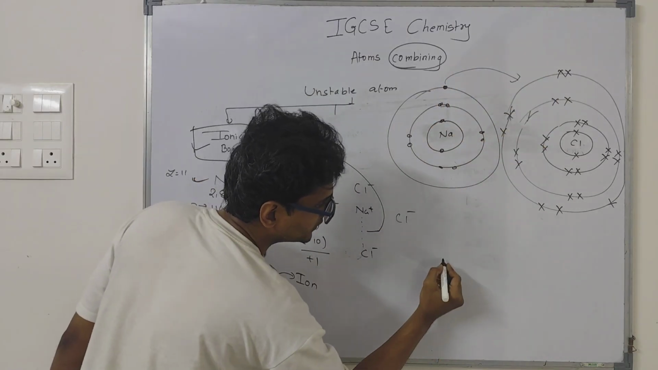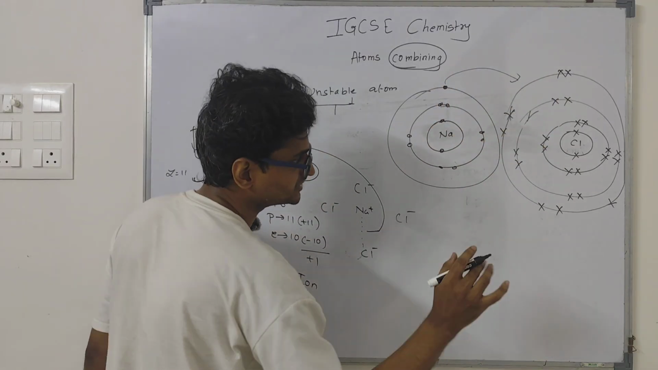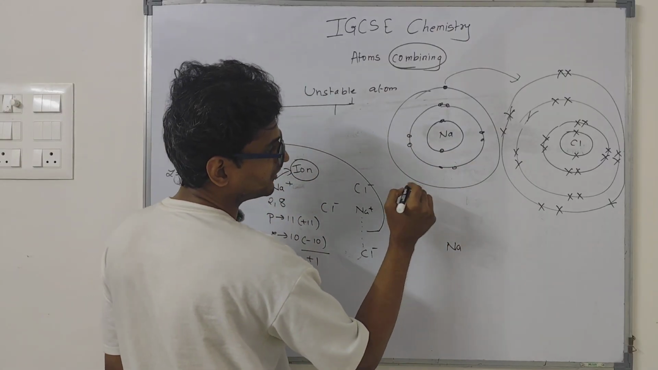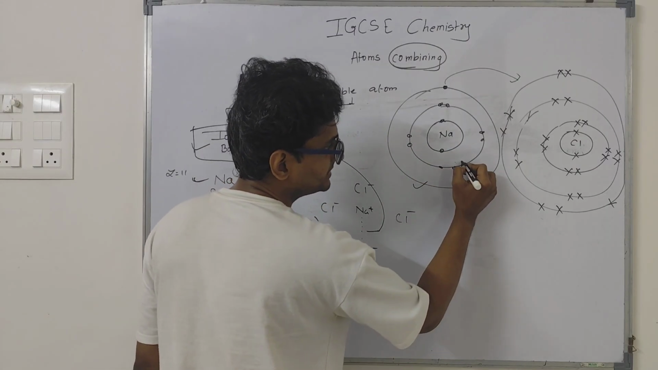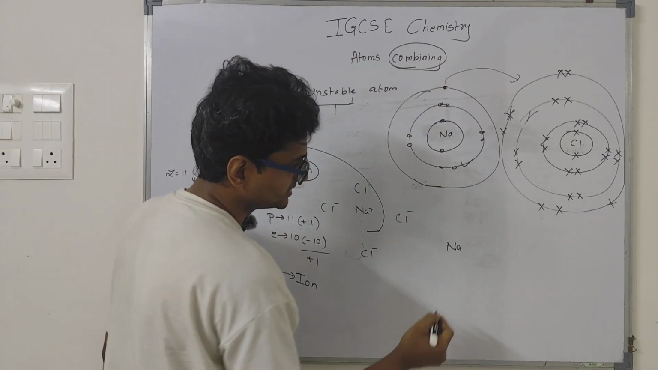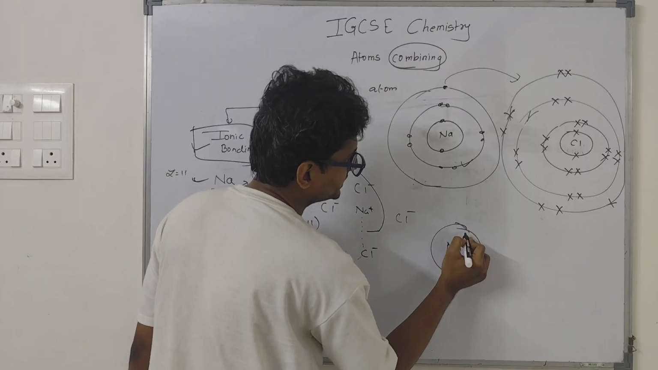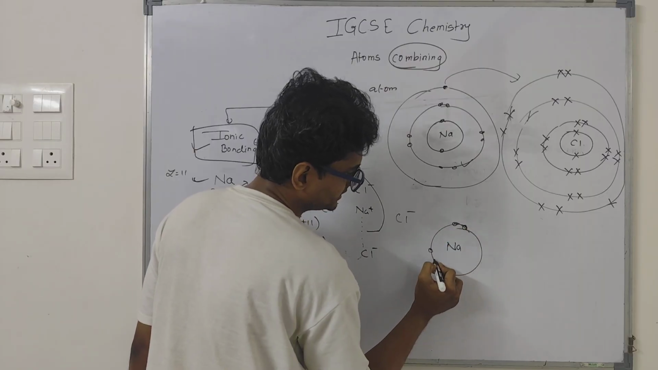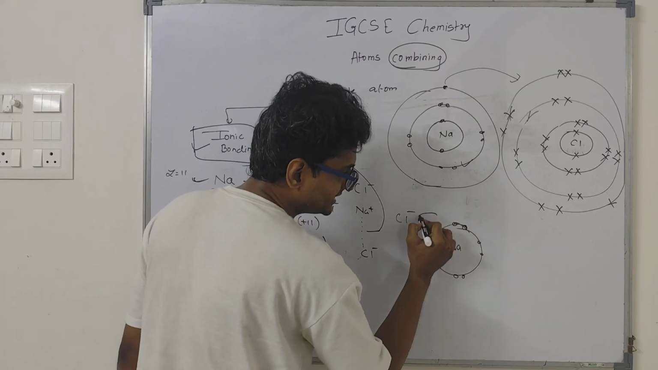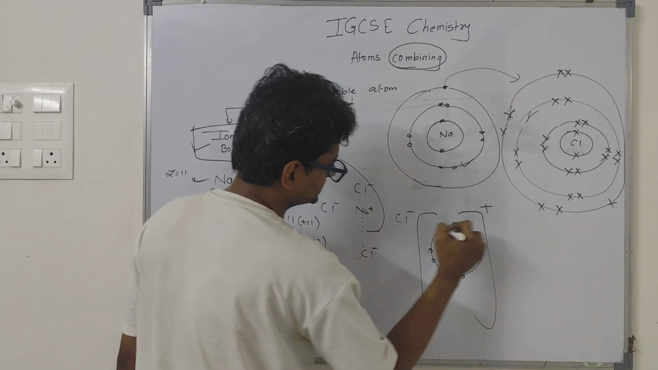So now what will happen? Now I'm just drawing the last shell, the outer shell, okay. Sodium, now the last shell of sodium won't be this, it will be this, because this shell won't have this electron, so the shell will also not exist. So the last shell will have 8 now, right? 1, 2, 3, 4, 5, 6, 7, 8, okay? And it will develop a positive charge.